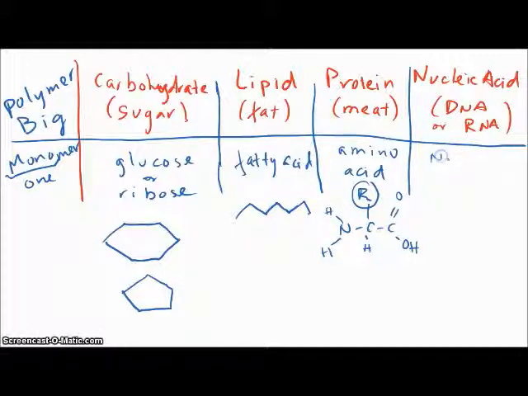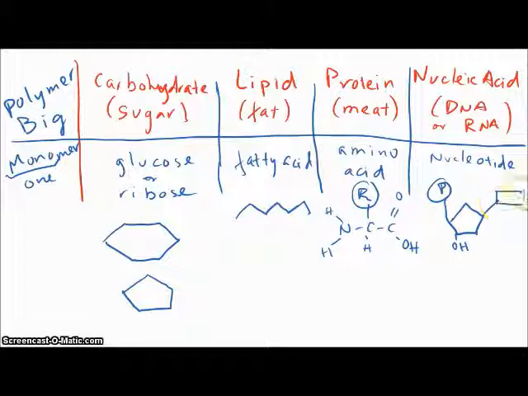Nucleic acids are made out of nucleotides, and the general structure of a nucleotide would be a sugar, a pentagon looking thing, attached to a phosphate, and then that is attached to a base.